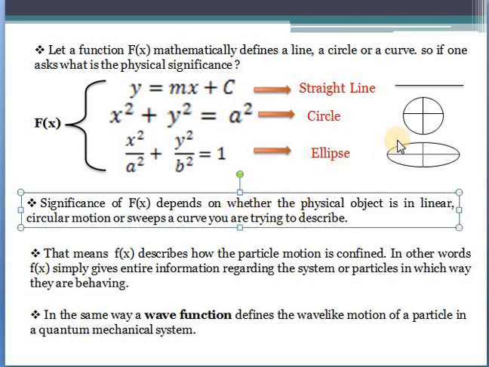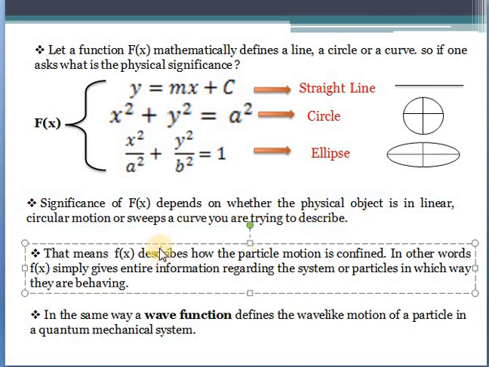So, what is the significance of f of x in defining these things? It depends upon whether the physical object is in a linear motion or in a circular motion, or it is sweeping a curve, and so on. So this means that f of x describes how the particle is moving in a particular boundary, or in other words, f of x gives the entire information regarding the system or the particles in the system in which they are behaving.